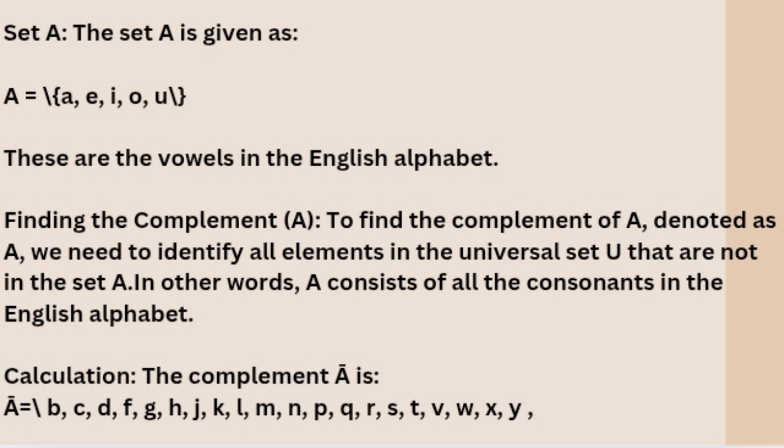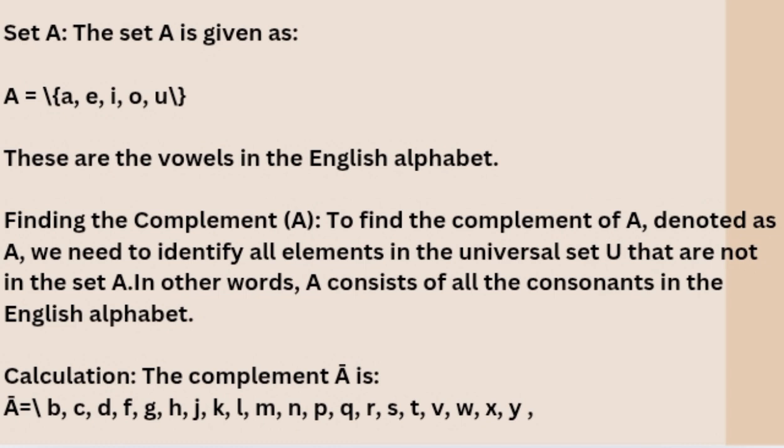The set A is given as A equals the set {a, e, i, o, u}. These are the vowels in the English alphabet. To find the complement of A, denoted as A', we need to identify all elements in the universal set U that are not in the set A. In other words, A' consists of all the consonants in the English alphabet.